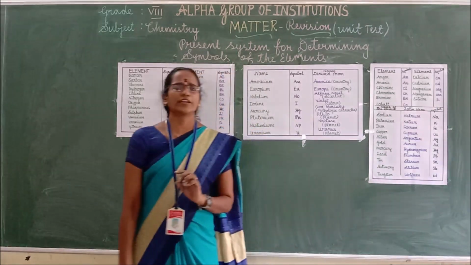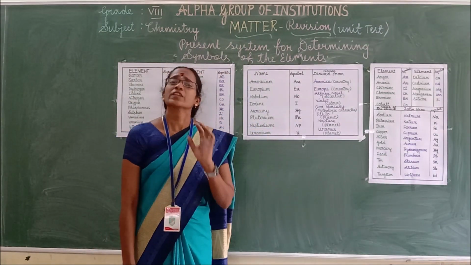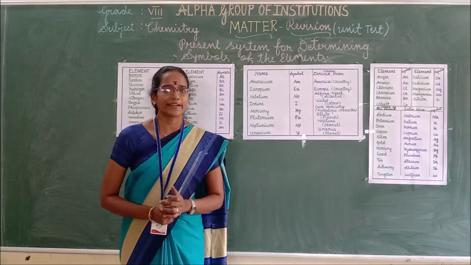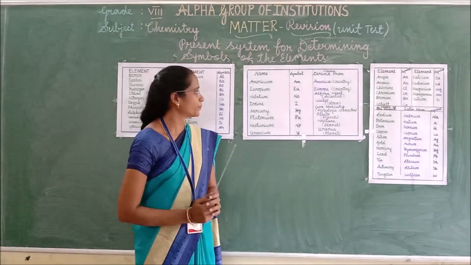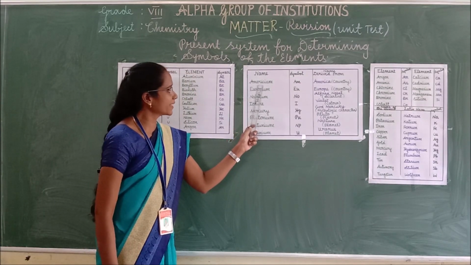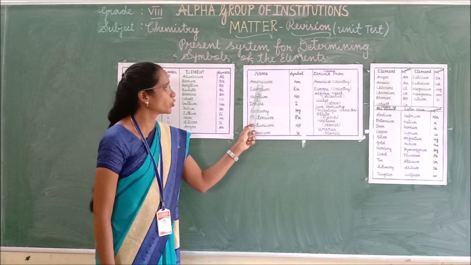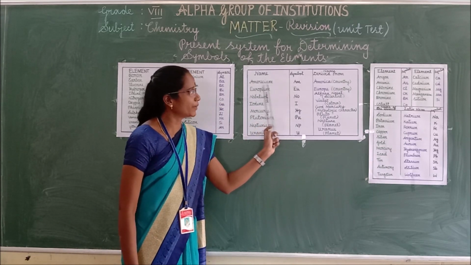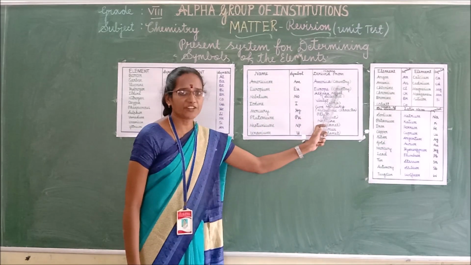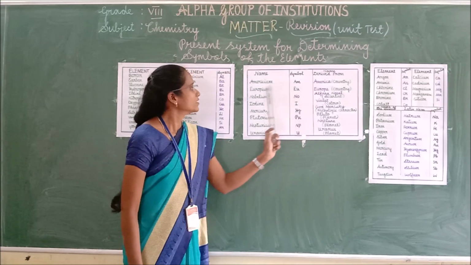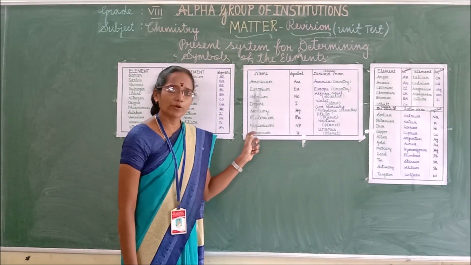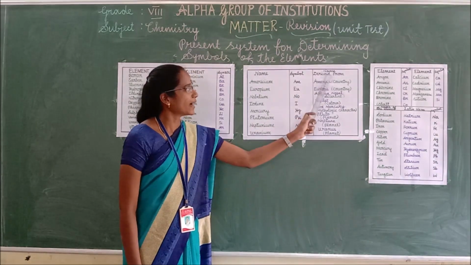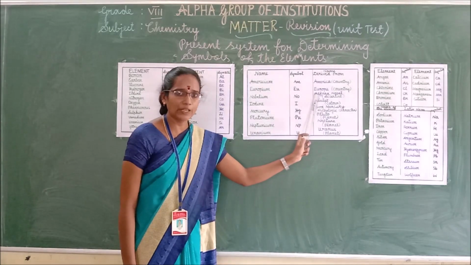Some elements are named based on their country name, color, mythological character, planet name. Okay, shall we see some examples? Okay, first one, see the name of the element is americium. Okay, and its symbol is Am. This name of the element is actually derived from the country America. Okay, so next one, europium. Name of the element is europium, and its symbol is Eu, and it is derived from the continent Europe.